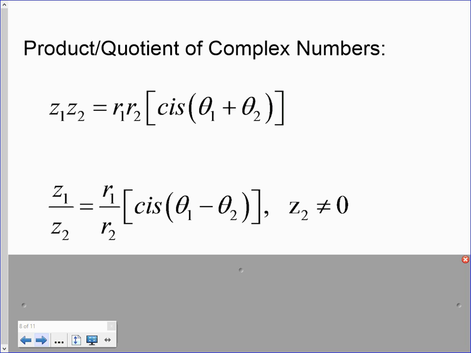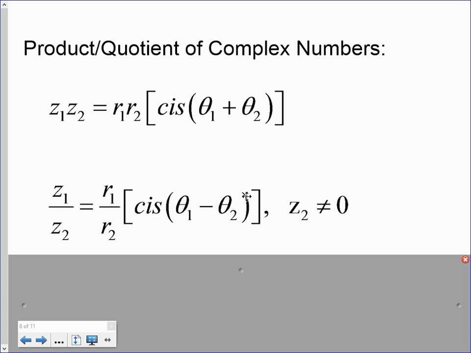And back in rectangular form, in order to divide complex numbers, we had to multiply by the conjugate of the denominator, just because we weren't allowed to leave the i's in the denominator. So I think you're going to find out, if they're already in trig form, this is actually probably a lot easier than multiplying and dividing in rectangular form. Okay. Multiply or divide your modulus, add or subtract your argument, maybe simplify.